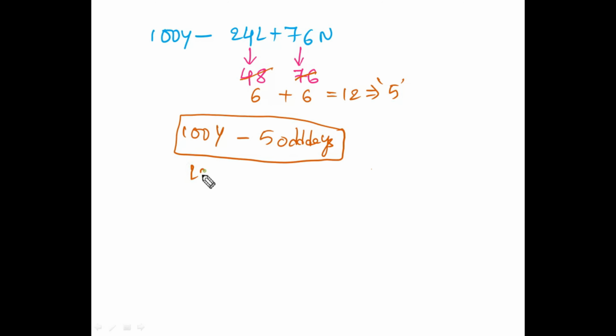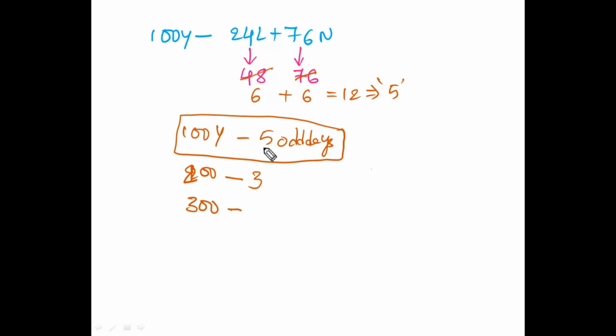Similarly, 200 years consists of how many odd days? 5 plus 5, 10. 10 is nothing but 3 odd days. 300 years consists of how many odd days?